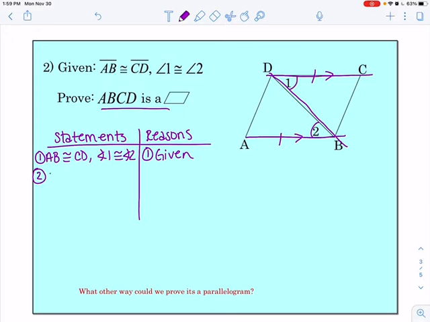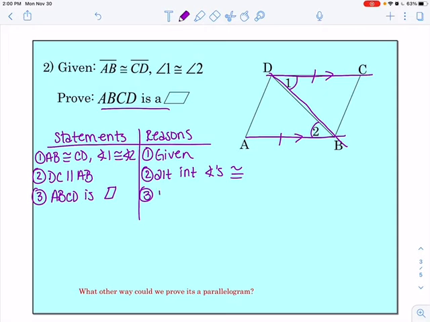So again, I'm going to say DC is parallel to AB, and that is because alternate interior angles are congruent. And again, now I can say that ABCD is a parallelogram. And again, the reason it's a parallelogram is because you have one pair of opposite sides that's both congruent and parallel.